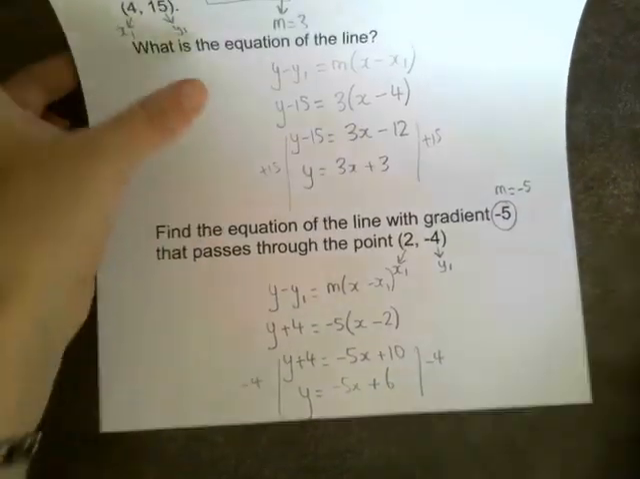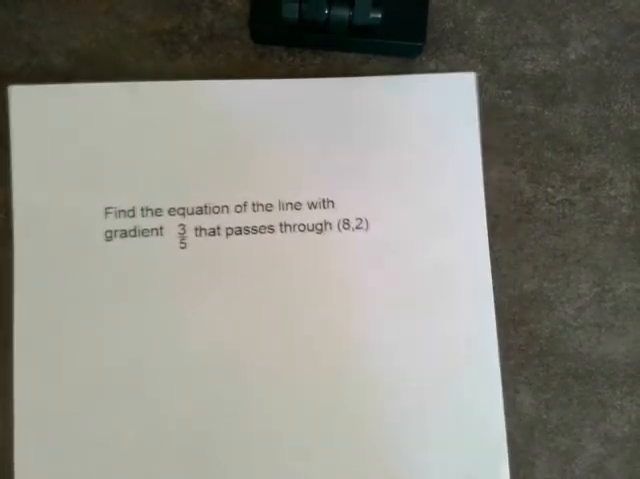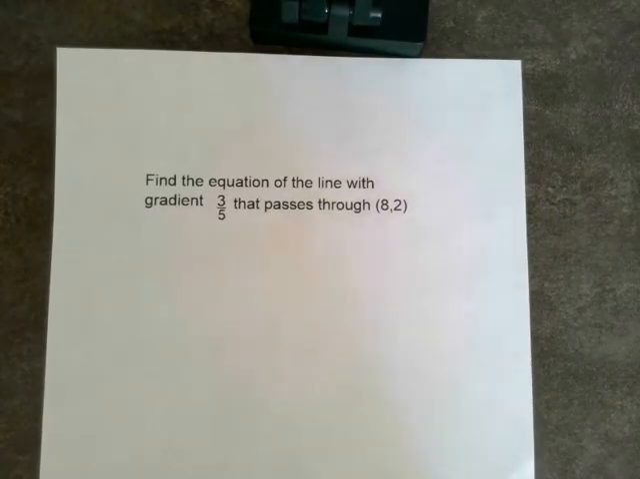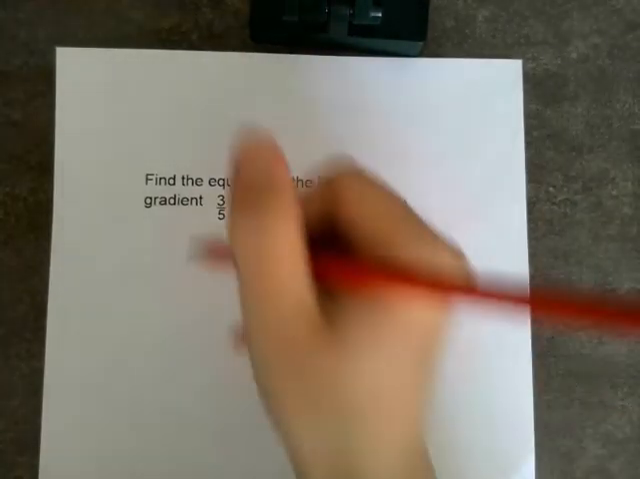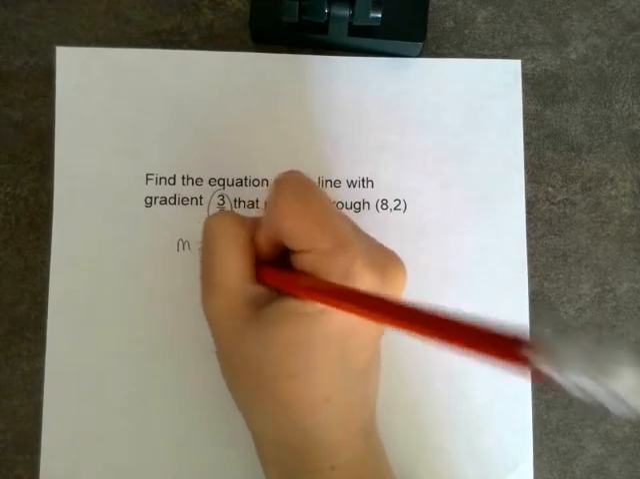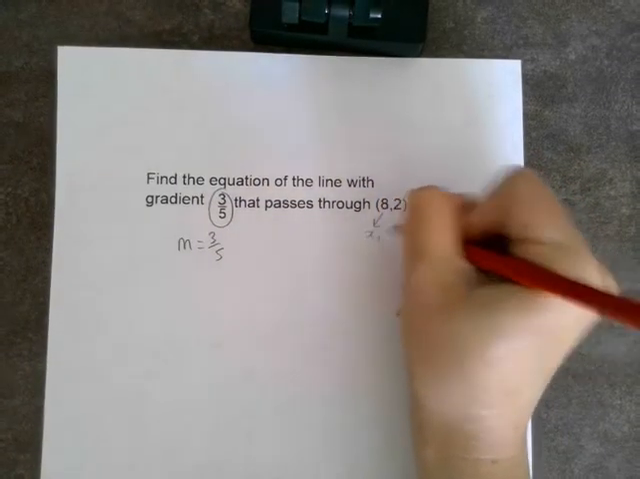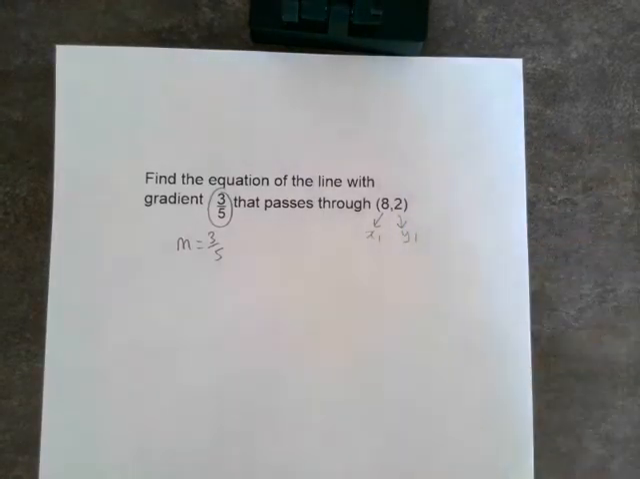Right, last one, so it'll be the last time you need to listen to the song. So this time we know the gradient is 3/5, so that's going to be m. So m is 3/5, and then again our coordinate is here, so that's going to be x1. And that's going to be y1.